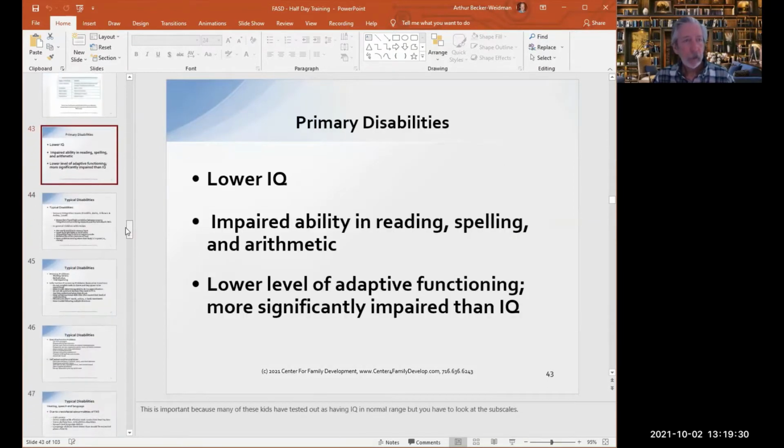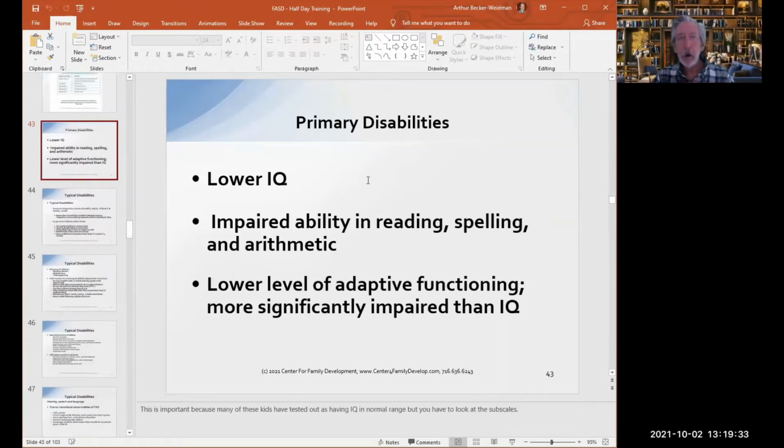So the primary disabilities that we often see with prenatal exposure to alcohol are lower IQ, and it may still be in the normal range, but it's lower than it would have been. Often there's impaired ability in reading, spelling, and arithmetic, and lower adaptive function. That's often more impaired than IQ, and that's something you can get from the Vineland Adaptive Behavior Scales. There's a whole section on adaptive functioning.